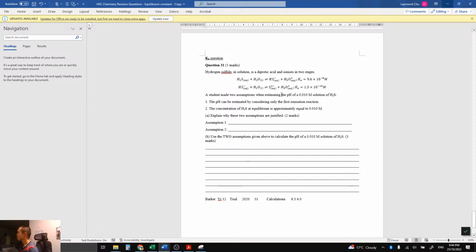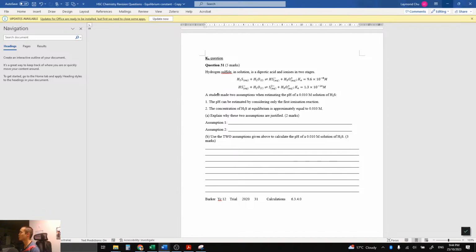Okay, so hydrogen sulfide in solution is a diprotic acid and ionizes in 2 stages: stage 1, stage 2. A student made 2 assumptions when estimating the pH of a 0.1 molar solution of H2S. First, the pH can be estimated by considering the first ionization reaction. Second, the concentration of H2S at equilibrium is approximately equal to 0.1. Okay, now I'm going to go through the second one first because that's the typical one we always see.